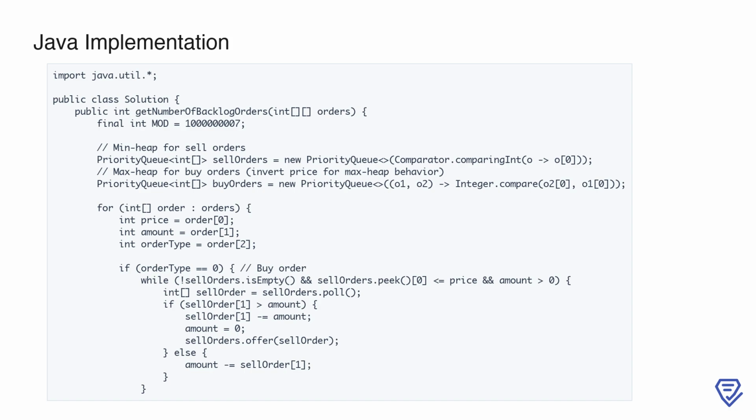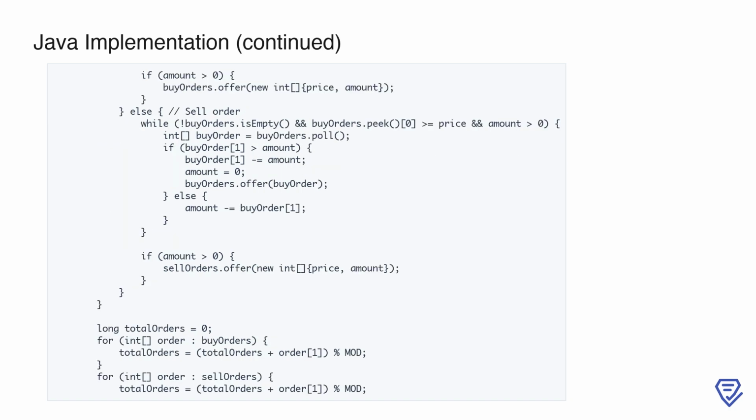Every order is defined by three values: price, amount, and order type. If the order type is 0, it represents a buy order. In this case, we try to match it with the lowest priced cell orders in the cell orders queue. As long as there are cell orders with prices less than or equal to the current buy order price, and the buy order still has remaining quantity, we process the matches. If the cell order has more quantity than the buy order, we reduce its quantity and push it back into the heap. Otherwise, we fully consume the cell order, reducing the buy order's quantity accordingly.